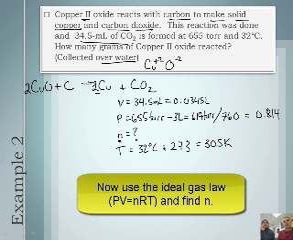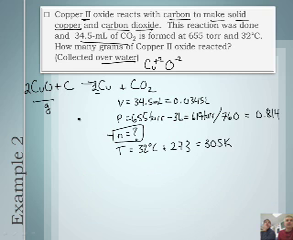So let's talk about what you're going to do. You're going to solve for n, then use stoichiometry to find the grams of copper 2 oxide. So PV equals nRT first, then stoichiometry. Last time we did stoichiometry and then PV equals nRT. So let's do our PV equals nRT. All right, so let's do it.